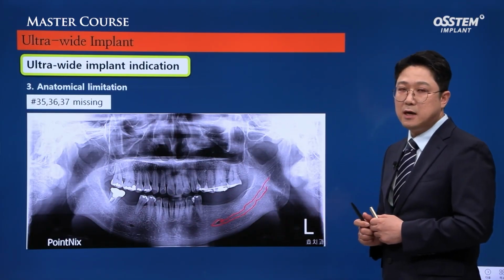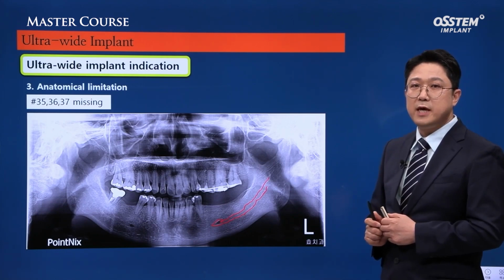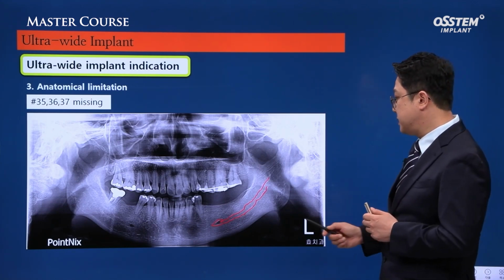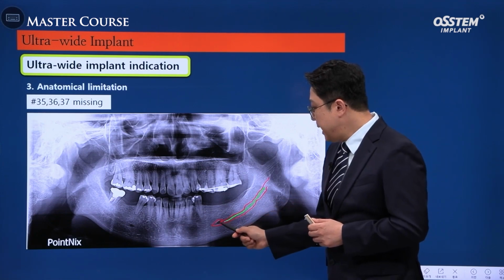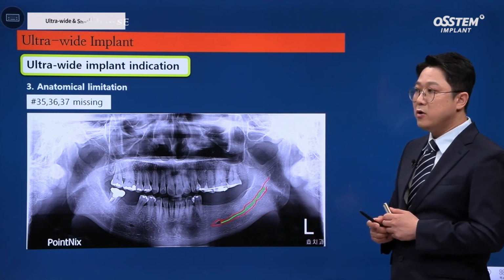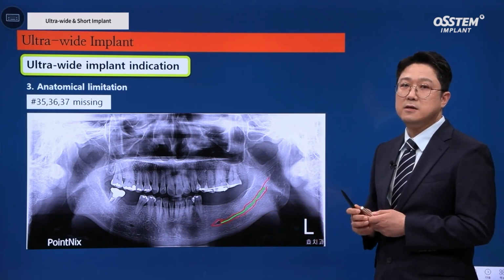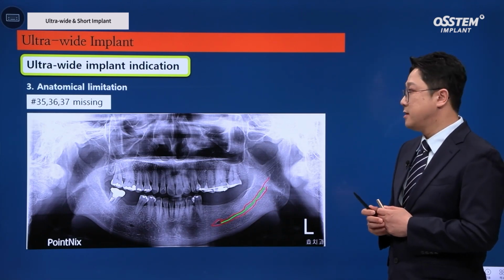In the case of the upper jaw, you can do a sinus lift. Therefore, there's not a lot of limitation in terms of length, but in the case of the lower jaw, there's the inferior alveolar nerve, and if the amount of bone height is limited, you need to place a short implant.